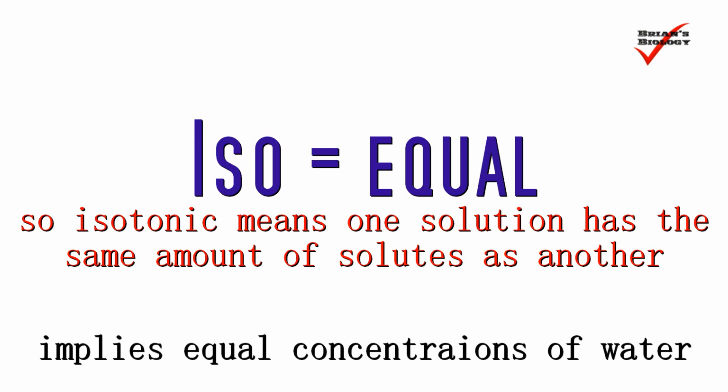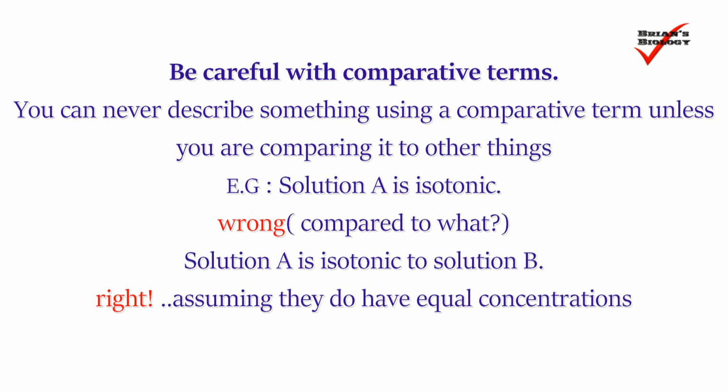What does that mean? Well, look, all three of these terms are comparative terms. Comparative terms only make sense when you're comparing two things. For example, if I said I am bigger, it doesn't make any sense. But if I say I am bigger than a mouse, it makes sense. Okay, I might be bigger than a mouse, but I'm not bigger than an elephant. So I am bigger on its own makes no sense. The terms isotonic, hypertonic, and hypotonic are comparative terms.